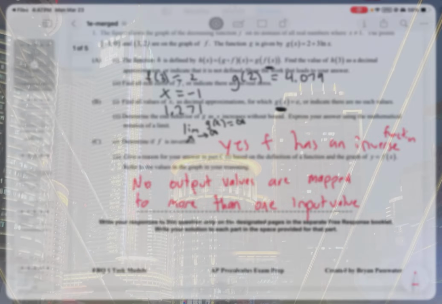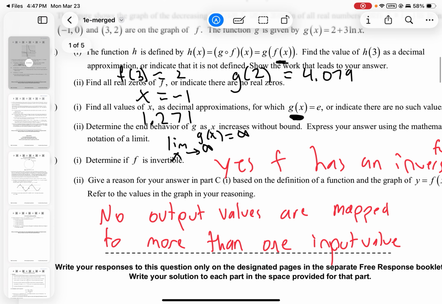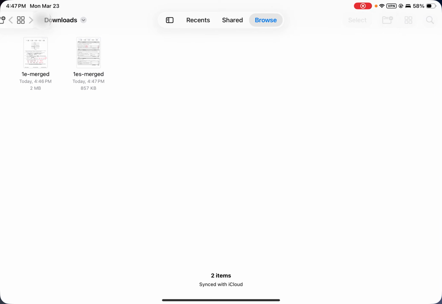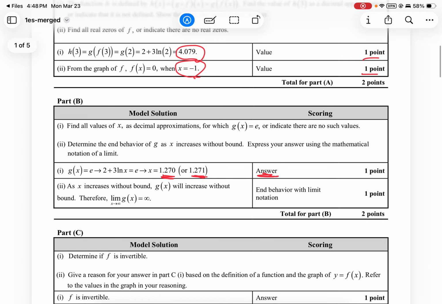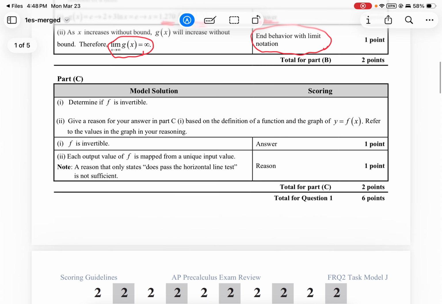Let's go back and look at our answers for B. We had 1.271, and we had as x goes to positive infinity, g goes to positive infinity. Let's cross-reference those with the answer guide. These are ones that are pretty easy to score. You could have gone with 1.270 or 1.271. The answer alone gets you the point. So if it says answer or value, all you need to do is have that. You don't need an explanation. And yeah, here's the end behavior with limit notation. It says if you have end behavior with limit notation, you get the point. We have that. So we've scored 4 out of 4 points so far. Let's see if we got the last two. F is invertible.